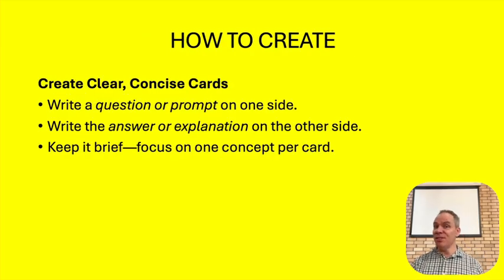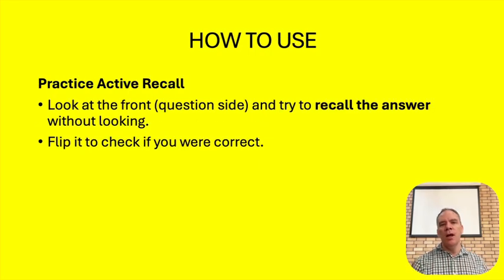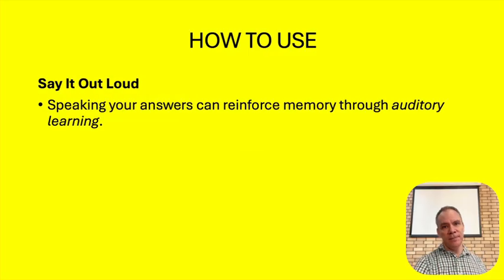Create clear and concise cards. Write a question or a prompt on one side. Write an answer or explanation on the other. Keep it brief, focus on one concept per card. Practice active recall. Look at the front side, with the question on it, and try to recall the answer without flipping it over. Then flip it over to check if you're correct.